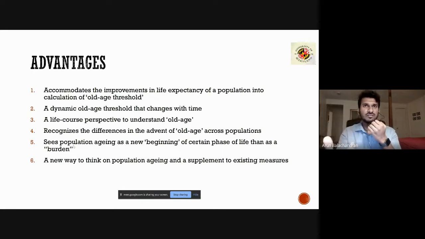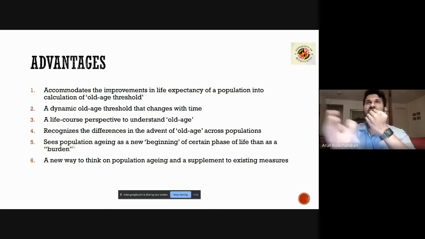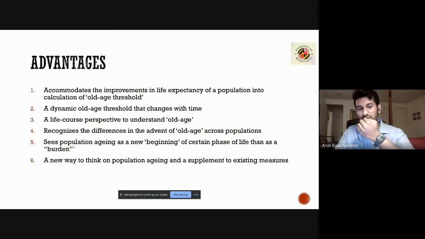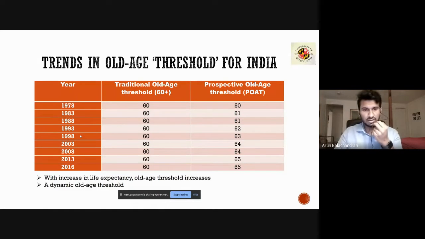Now, the advantage of this is in how we see old age. We accommodate improvements in life expectancy into the old age threshold calculation. The old age threshold is not static; it is dynamic. We understand old age from a life course perspective, because the health vulnerabilities you faced across your life course define your old age remaining life years. It also recognizes that old age is different across populations, and it even sees old age as a new beginning of life, because it is the remaining years from there. You can also say it is less ageist, because it sees aging as the beginning of a certain phase of life. It is a new way of measuring population aging, and it supplements our existing understanding using the traditional ways. Now, I want to give an example of this for our country, India, and look at this.